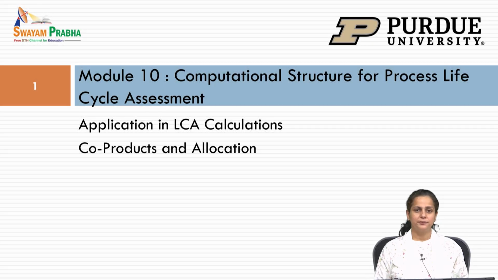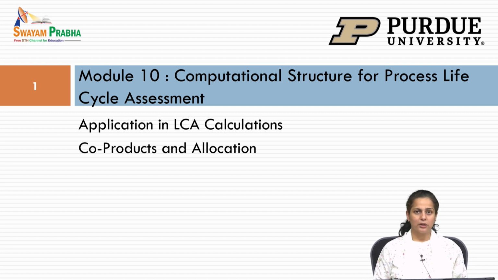Welcome to module 10. In this module, we will go over some of the calculations using the process network algebra that we learnt in the last module. In the last module, we considered a simple system where we had only one product. We will also in this module go through some of the systems where we have multiple co-products from the same process, and see how we modify the process network algebra to accommodate multiple products.